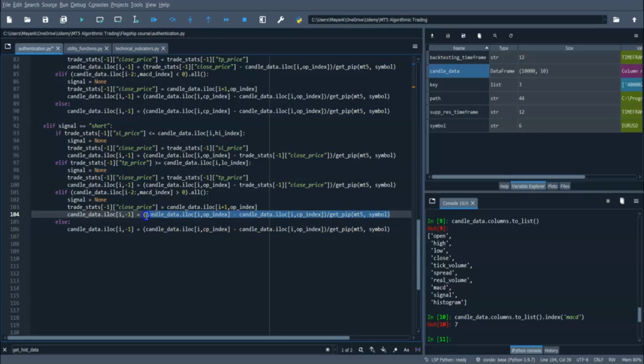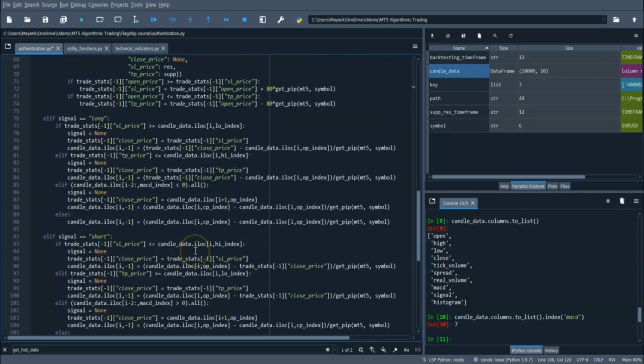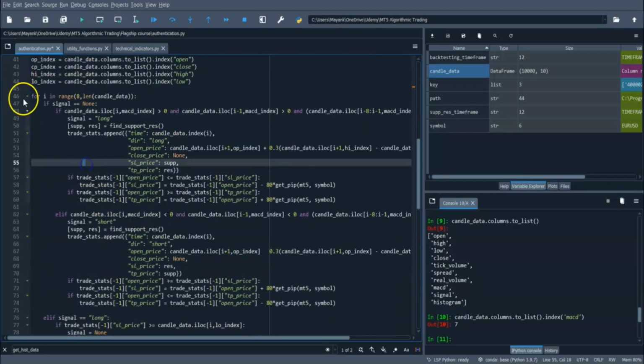Likewise, if we have to continue the short position and there was no need to close out of the position, then we simply calculate the return as opening price minus the close price. So this is pretty much the entire backtest.